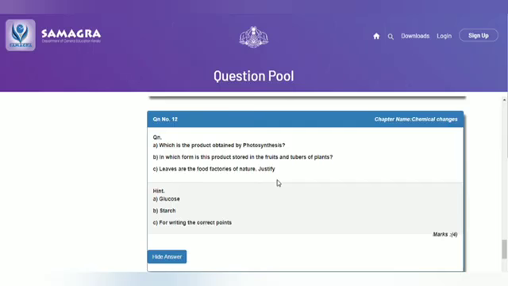Next question, what is the product obtained by photosynthesis? Glucose is a product obtained by photosynthesis. In which form is the product stored in the fruits and tubers of plants? Starch. It is stored in the form of starch. Leaves are the food factories of nature. Justify.